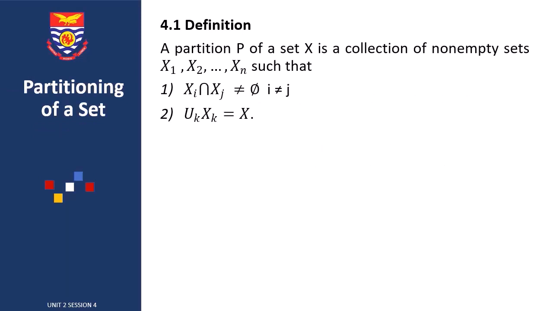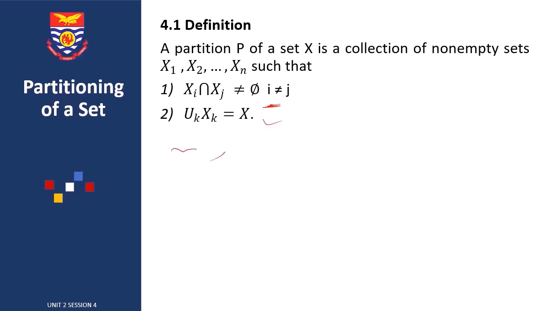A partition P of a set X is a collection of non-empty sets x1 up to xn such that xi intersection xj is equal to the empty set for all i not equal to j, and the union of all xi must be equal to X. Okay, so that's what the partitioning of a set is.